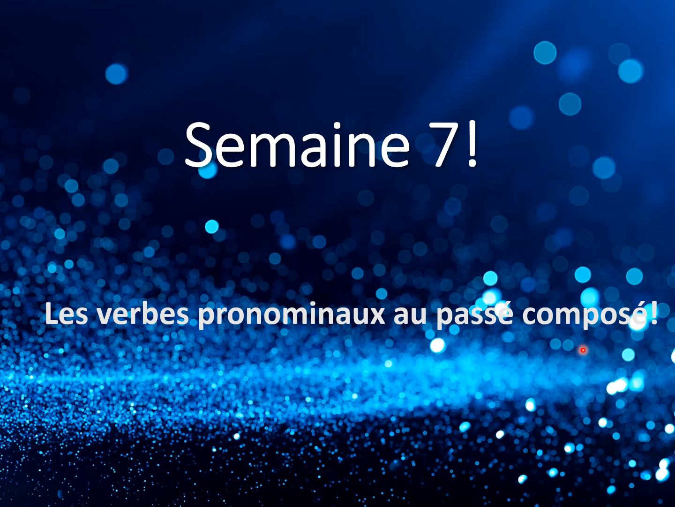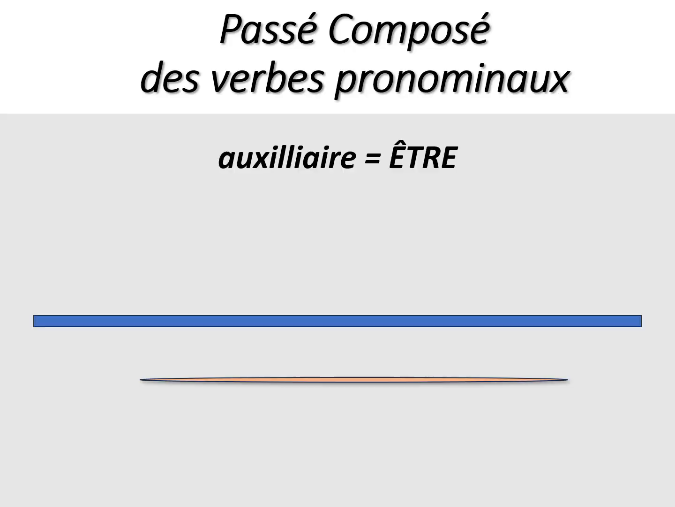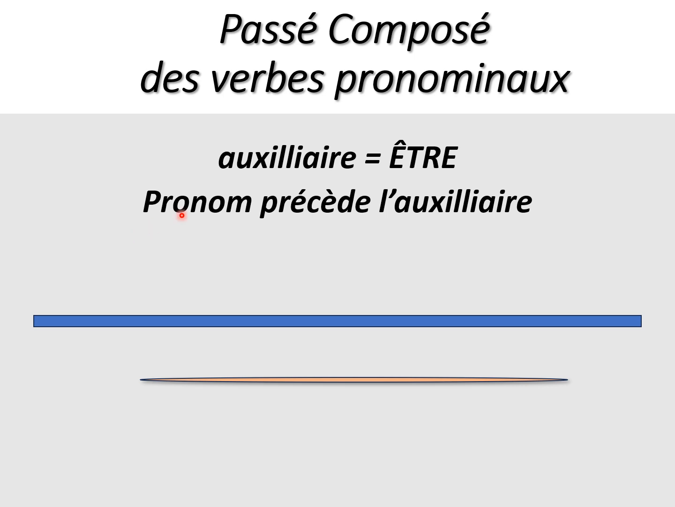So how do you use these pronominal verbs in the passé composé? First of all, you know that the passé composé is composed of two parts. You have the auxiliary and the past participle. The auxiliary for these, the little helping verb, is être. You also have with these verbs that little pronoun that goes with the verb, and that is going to go before the auxiliary. So this is an example.